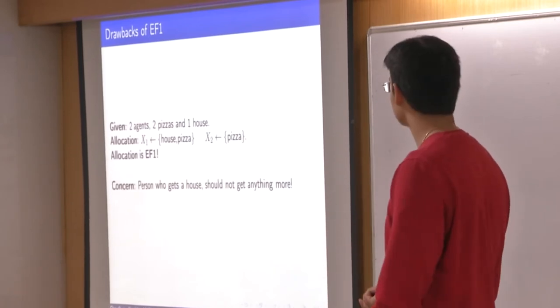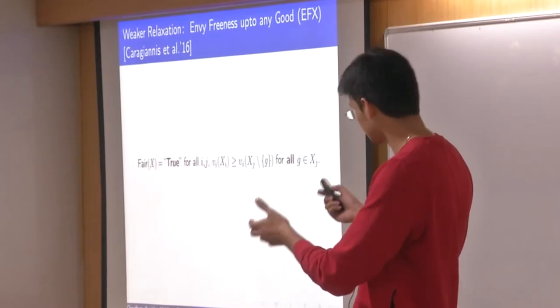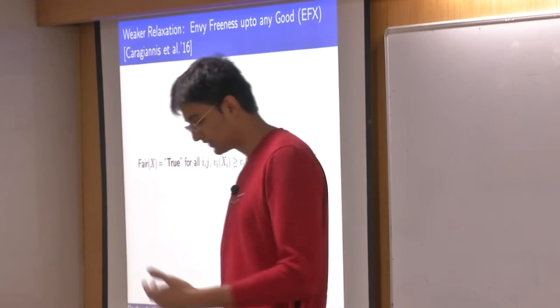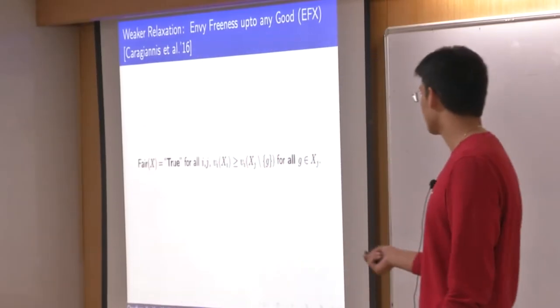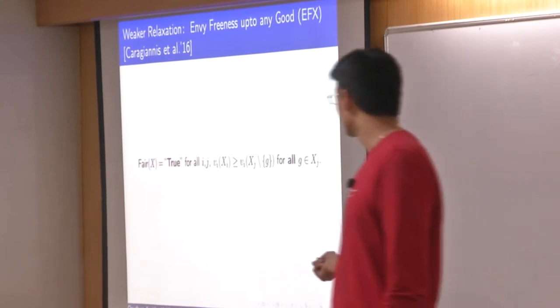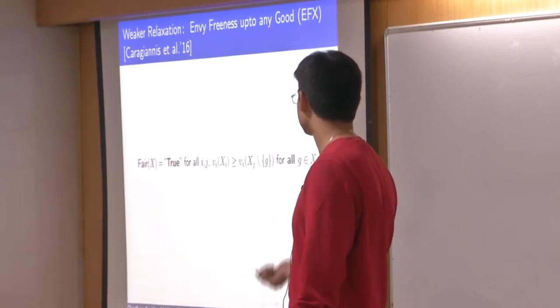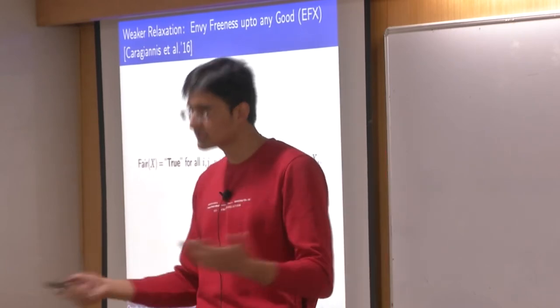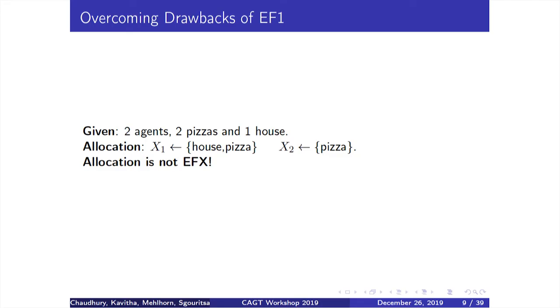So as Jakob pointed out, we would now look at a stronger notion, something closer to envy-freeness. This is probably the strongest notion, the closest to envy-freeness in the case of indivisible goods. Here, I just flip the quantifier. I say that it's okay for agent i to envy agent j, but no matter which good I remove, I should be better off or not worse off. Intuitively, this means that even if I remove the least valuable good in j's bundle, according to me, even then I should be better off. So in this allocation, as you can see, this is clearly not EFX, because the least valuable good in this bundle is the pizza, and then he's left with the house, and there's a huge envy there.